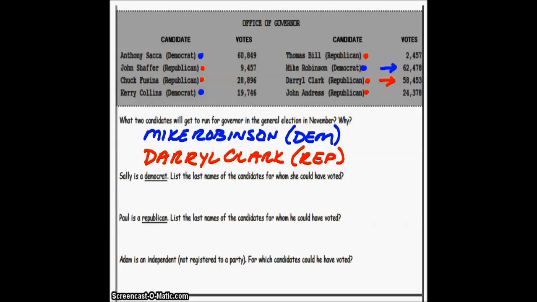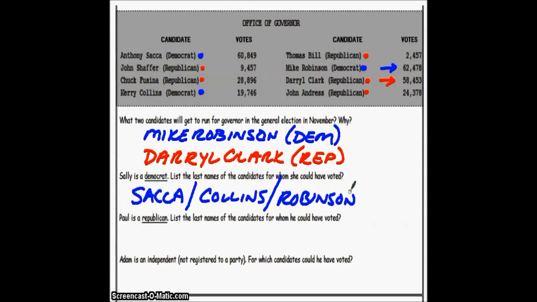Now, the directions mention the idea of a closed primary. And what that means is that, first of all, you have to be registered to a party in order to vote in the primary. And secondly, you can only vote for members of your party. So if Sally's a Democrat, that means that she can only vote for the Democrats. Sacca, Collins, and Robinson were the three candidates from which she would make her choice.